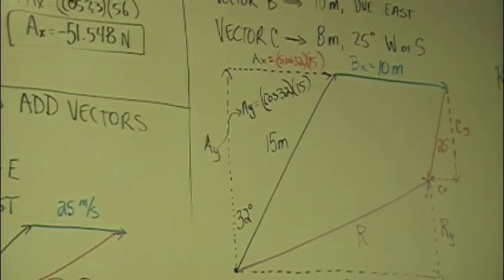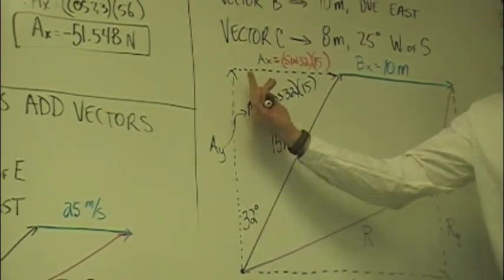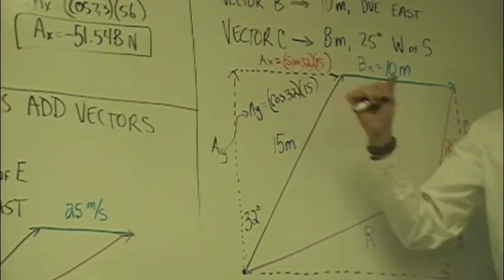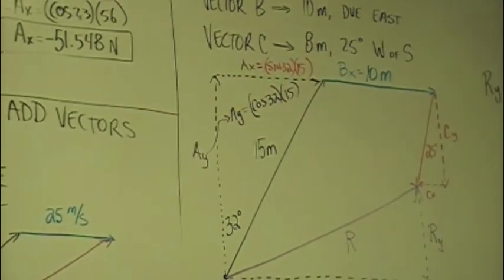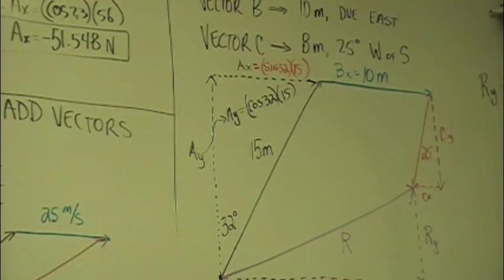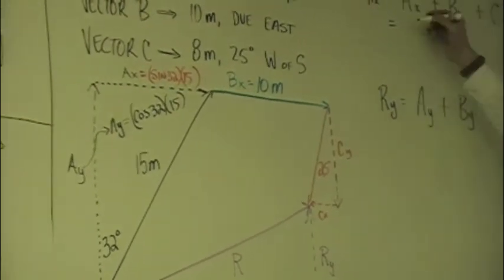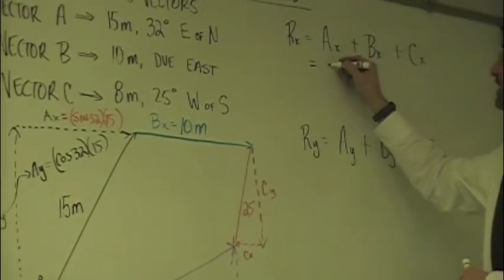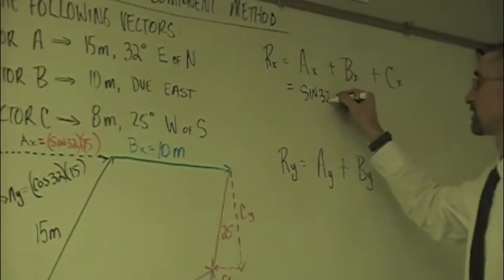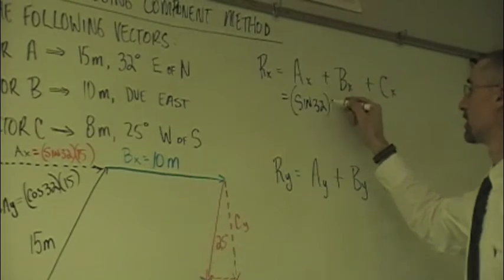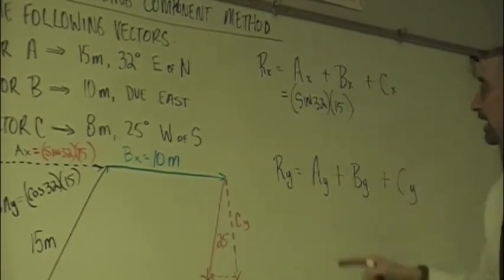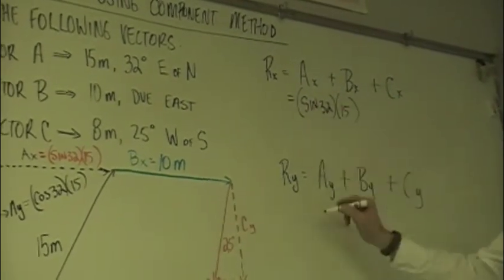Everybody see that? Now in this case, that's positive and that is positive. So how I usually write it, and I'd ask you guys to do this, because if you make any mistakes on the test, I can figure out where that is. I would do this. AX is the sine of 32 times 15. Okay? And we know it's positive, so we're going to leave it positive.